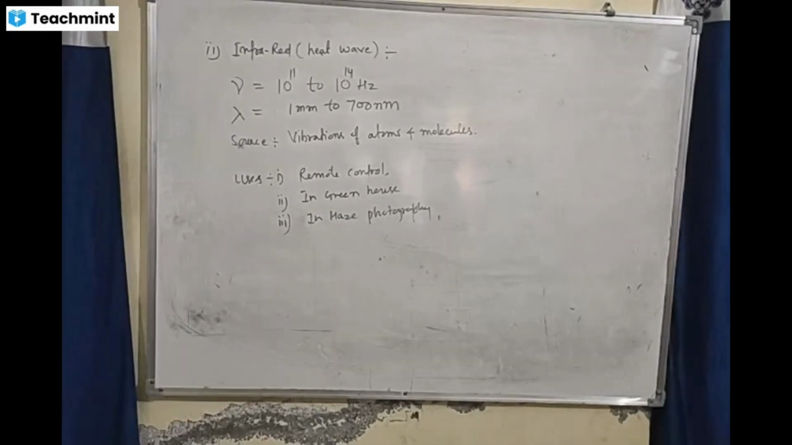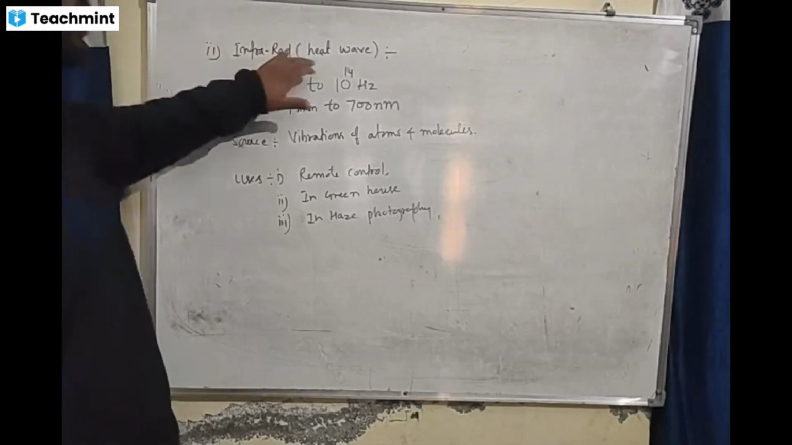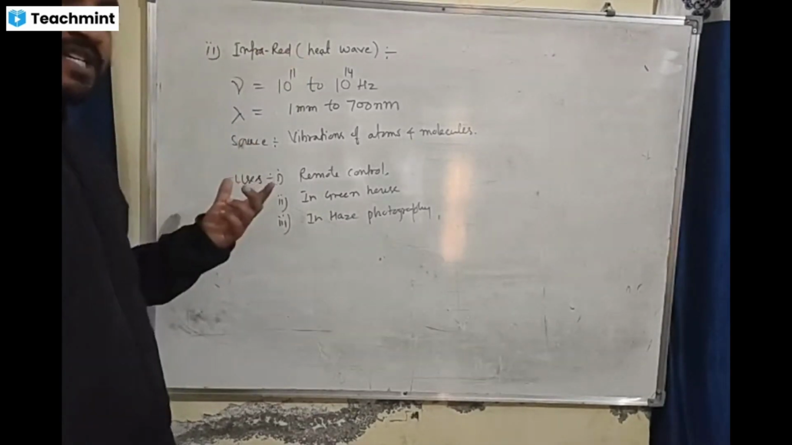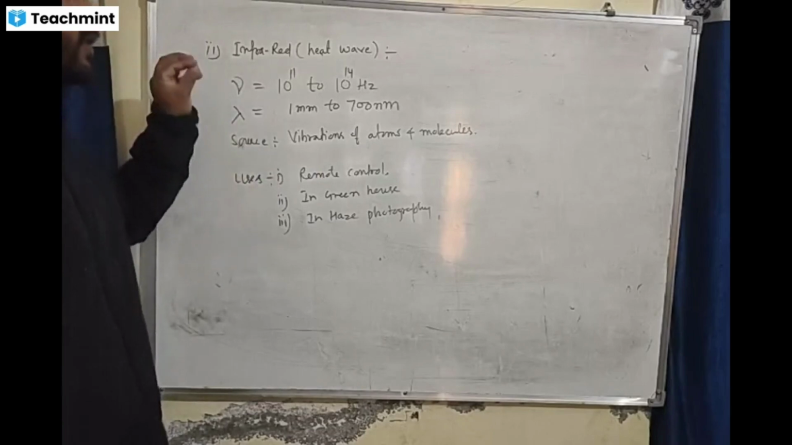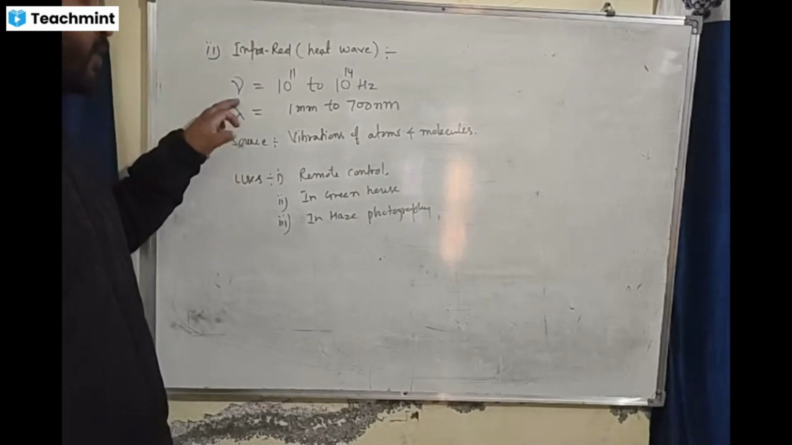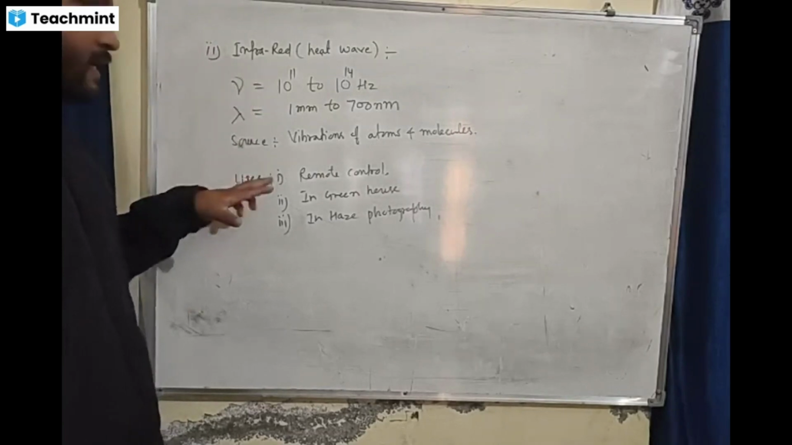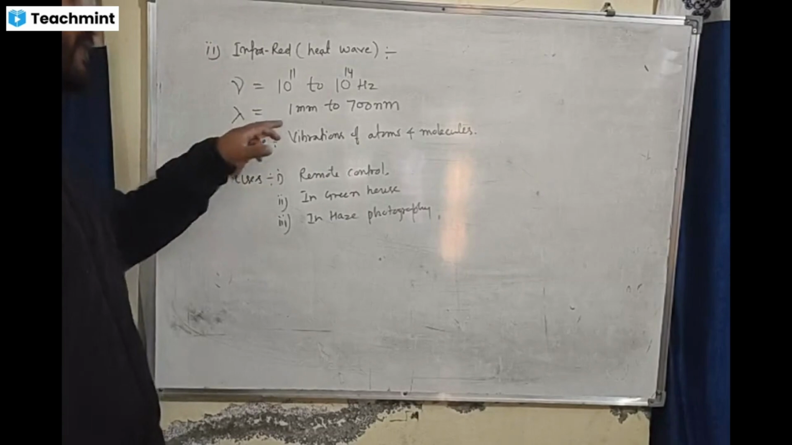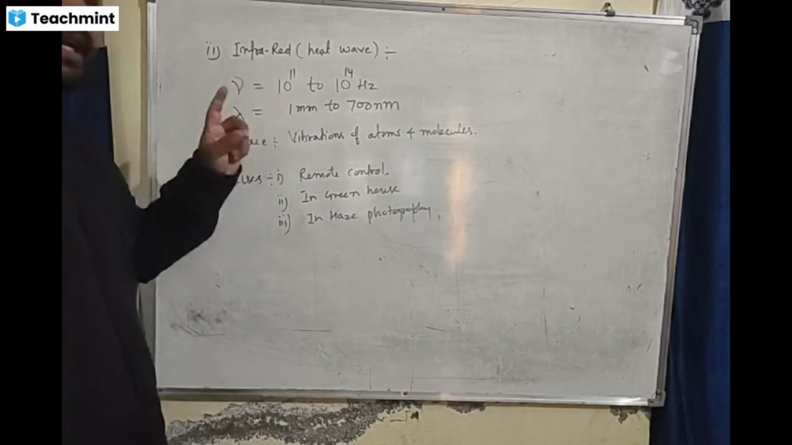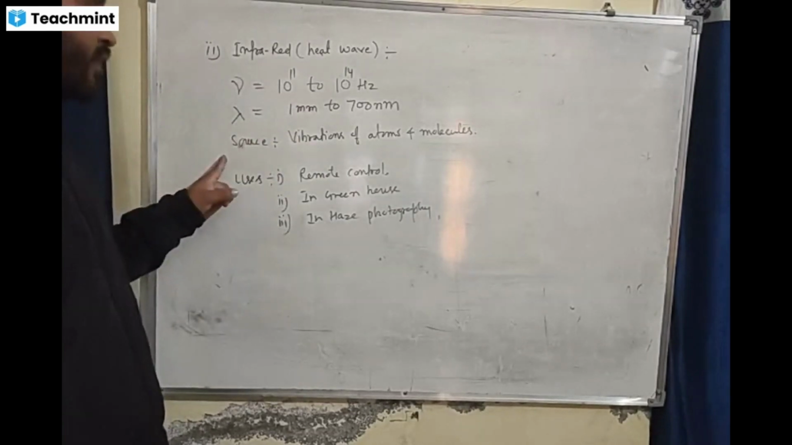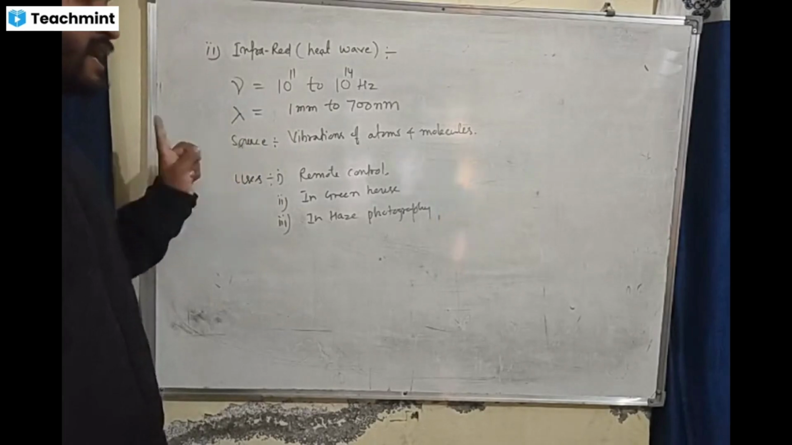The next one is infrared. It is also known as heat wave or thermal radiation because it produces heat. The frequency ranges from 10 to the power 11 to 10 to the power 14 hertz. The wavelength is from 1 millimeter to 700 nanometer. The source of infrared is vibration of atoms and molecules.